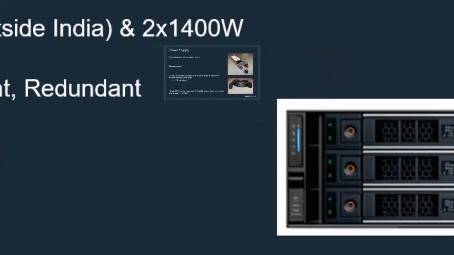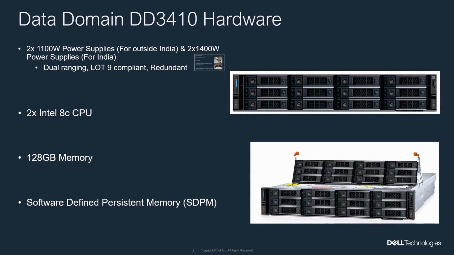Data Domain DD3410 has dual Intel 8-core processors, 128 GB of memory, and 32 GB of software-defined persistent memory, which protects in-flight data from unexpected power loss by dumping data from memory to onboard SSDs.